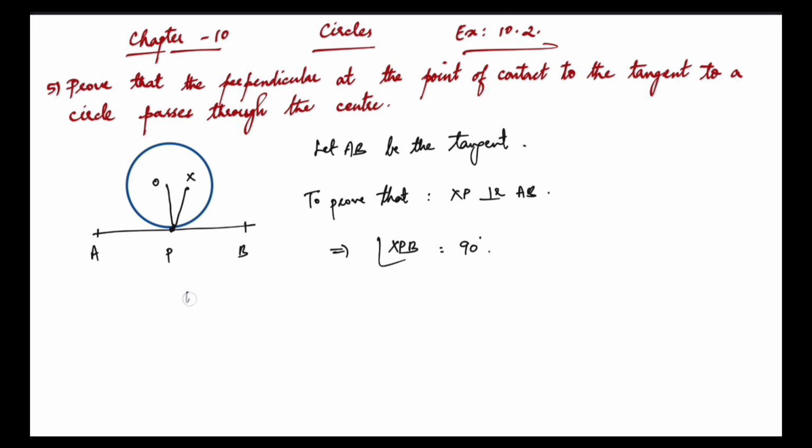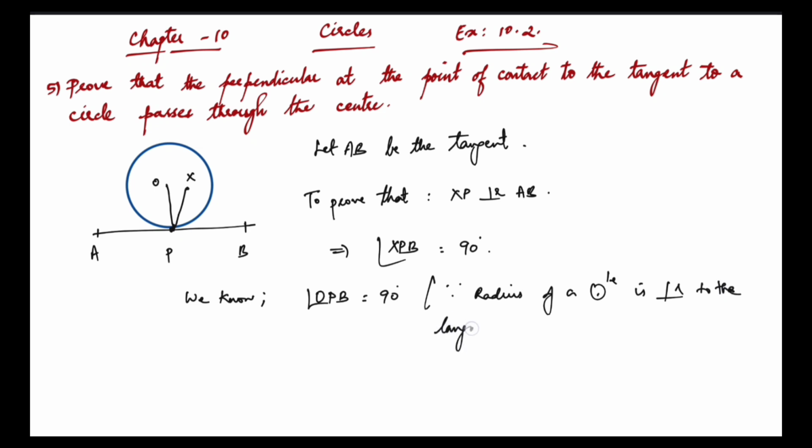We know that angle OPB is equal to 90 degrees, since using theorem 10.1, the radius of a circle is perpendicular to the tangent at the point of contact.